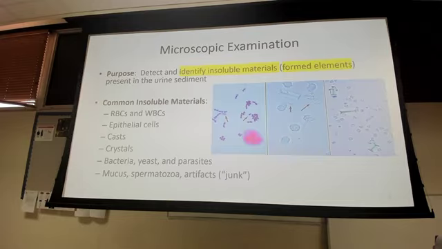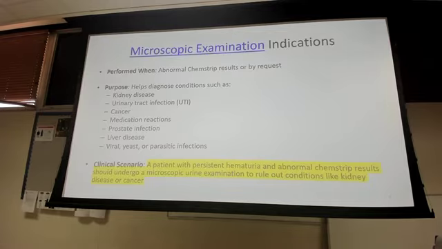So here are some insoluble materials or formed elements that you can see in microscopic examinations. We have some pictures here of some bacteria. Looks like we got some crystals in here and maybe some white blood cells going on. But these are some common ones: crystals, bacteria, mucus, sperm, and just junk, artifacts. So things coming off of the air, sometimes powders are in there, even fibers from your clothes. Okay. So a microscopic examination is performed when there's anything abnormal on that dipstick.